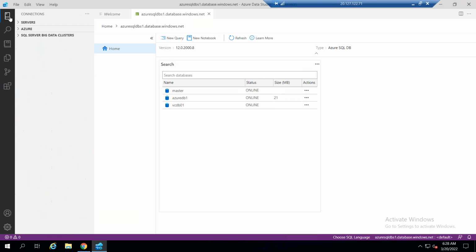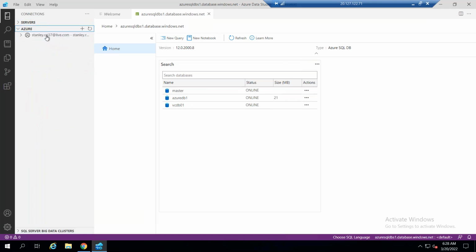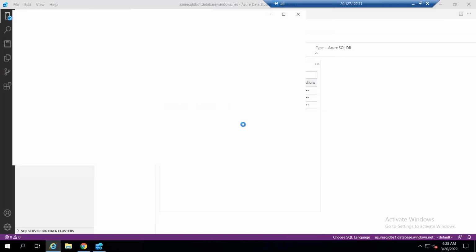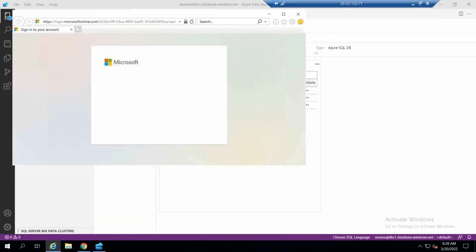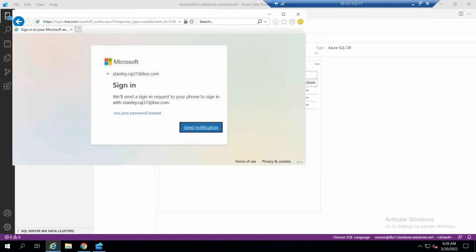Okay, and with that said, I'll come back to the connections here. You have three major options. Okay, you can connect to the servers or you can connect to the Azure platform directly. You can add your account and whatever databases you have in this account, all of them will be listed. Okay, I'll quickly show you that. So you can directly log in with your Azure account and all the database related stuff which is in your Azure account, Azure subscription, everything will be visible, everything will be listed.